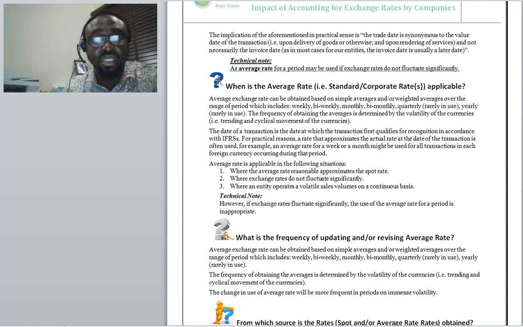Okay, the implication of what we have discussed so far, in a practical sense, is that the trade date is synonymous with the value date of transactions.